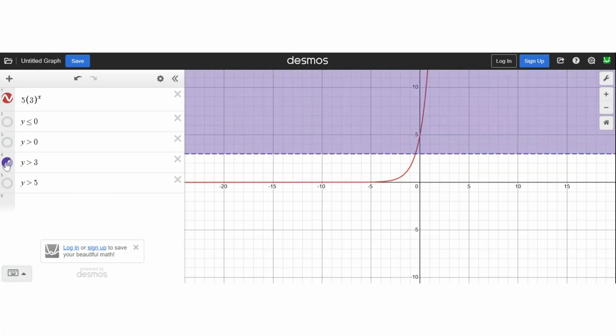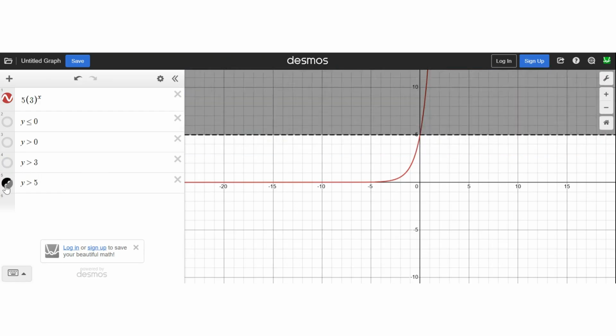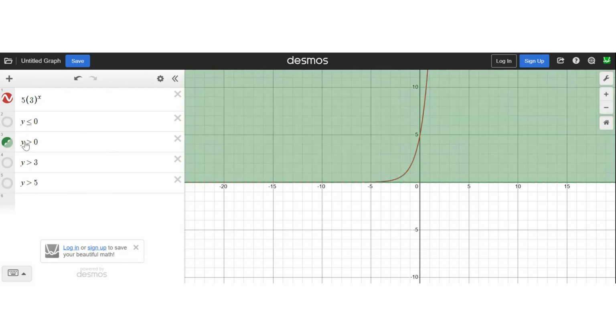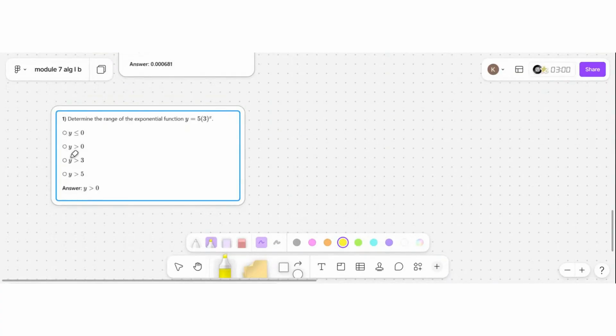Let's just look at the other ones. You see here, not all of the red line is shaded in. See how it doesn't go down here. So visually, we know that's not it. And same thing for this one. Again, not all of the red is shaded in, only this one is. So y is greater than 0 is the correct answer for this one here.